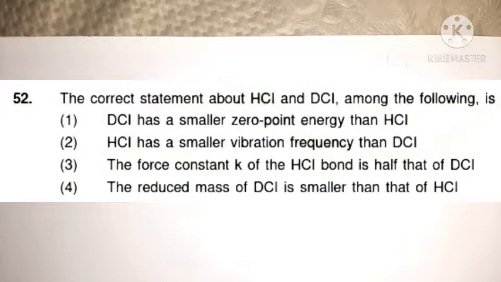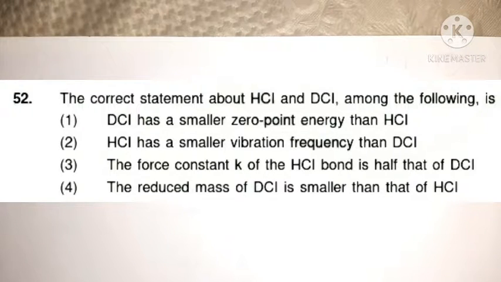DCl among the following is, and we have four options. DCl has a smaller zero point energy than HCl, HCl has a smaller vibrational frequency than DCl, the force constant of the HCl bond is half of the DCl, and the fourth option is the reduced mass of DCl is smaller than that of HCl. Okay friends, so we have four options and we must choose the correct option out of these four options. Okay, and this question is coming for 2 marks.